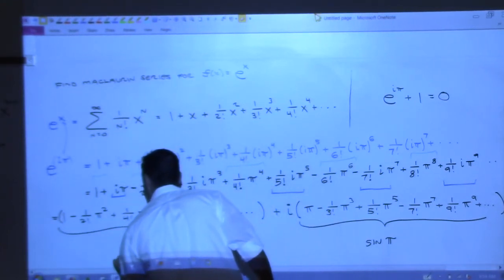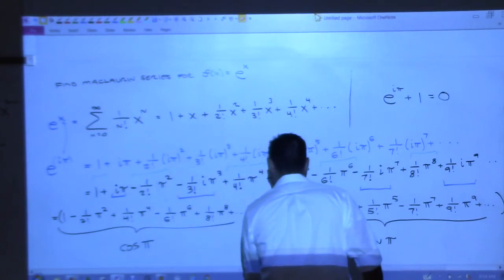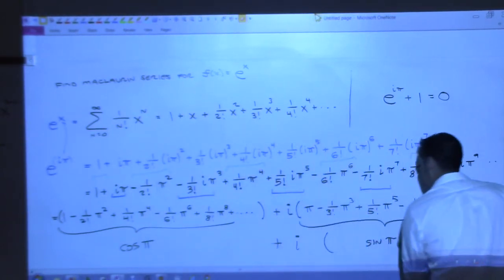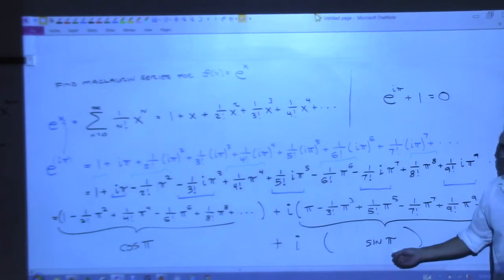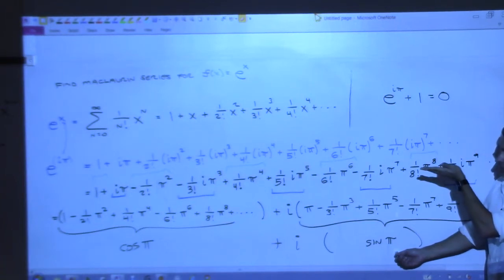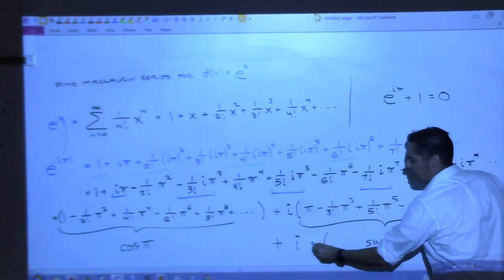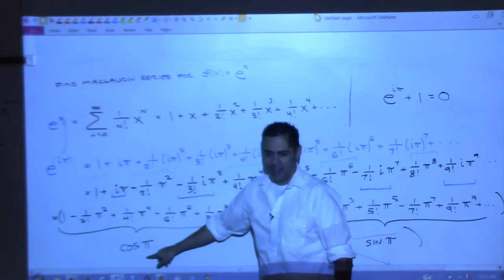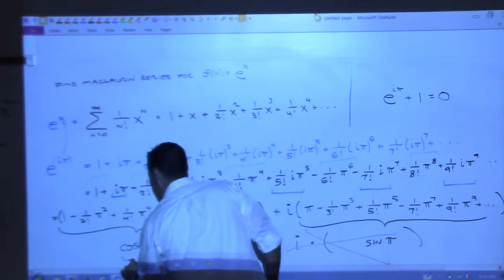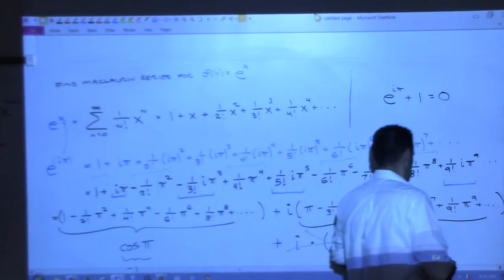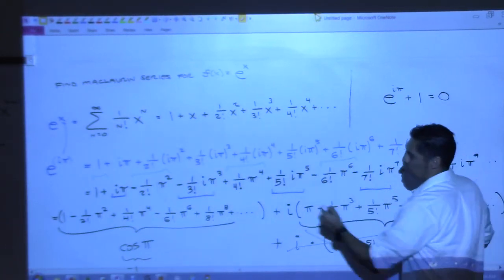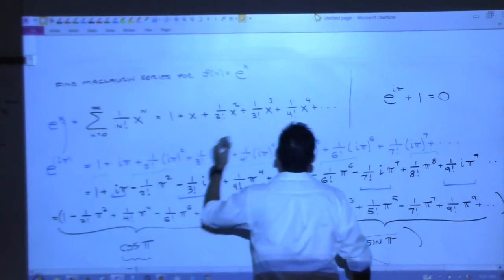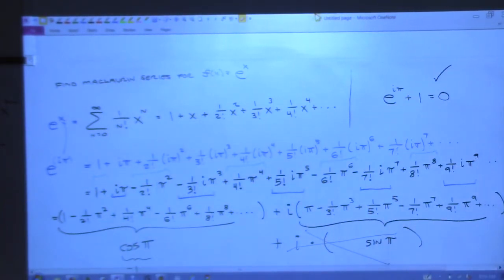This is cosine of pi plus i times sine of pi. What's sine of pi? Sine of pi. 0. This is 0. 0 times i? Gone. What's cosine of pi? Negative 1. So what have I shown? I've shown that e to the i pi is negative 1. Which checks.